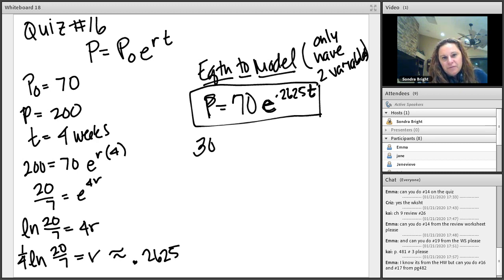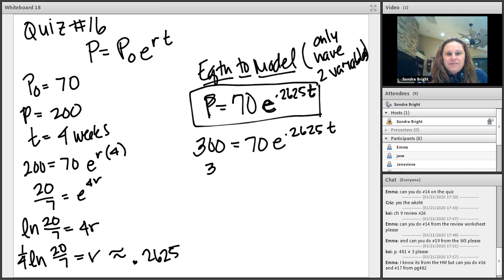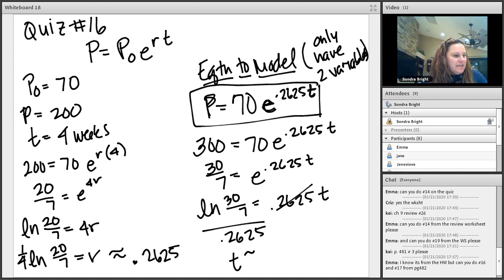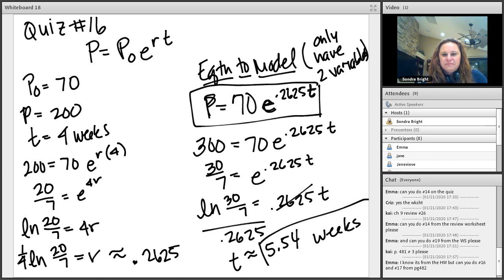Oh, now you're going to plug in a 300 in there. e to the 0.2625t. Dividing both sides by 70, you'll have 30 over 7 equals e to the 0.2625t. Take the natural log of both sides. 0.2625t. Dividing both sides by the 0.2625, t is equal to that, and so I got t is about 5.54, so I said about 5.5 weeks, something like that.